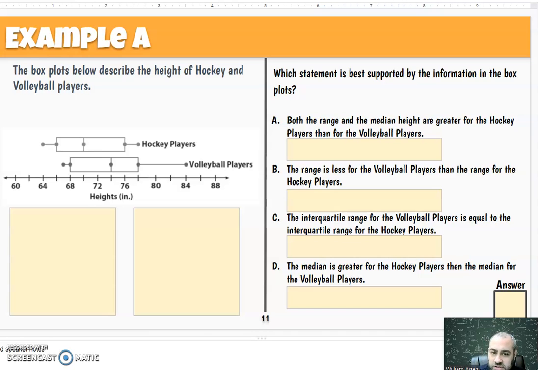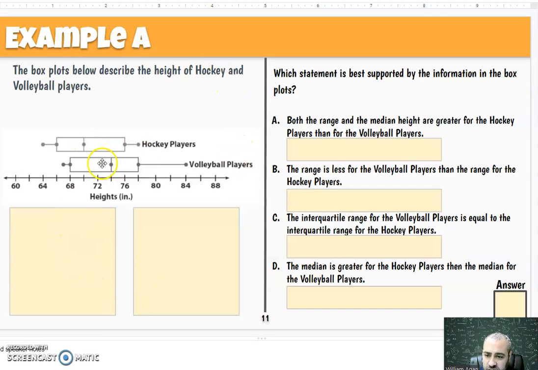Okay, let's look at example A. This is what most of the problems are going to look like. They're going to have two, and then they're going to ask you which statement is true or which statement is false. Alright, so the box plots below describe the height of hockey and volleyball players.